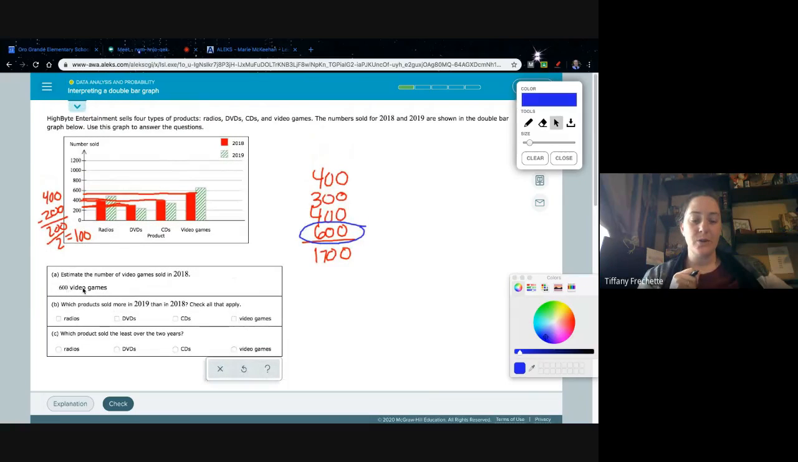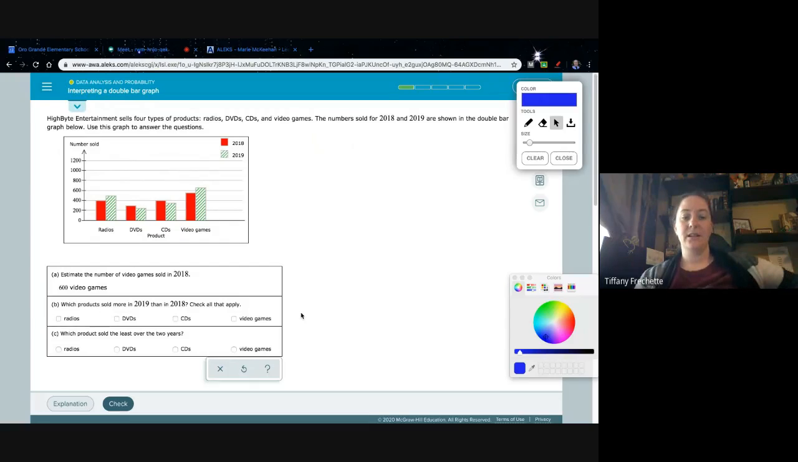Which products sold more in 2019 than 2018? Click all that apply. So we want them to sell more in 2019. So we want the green stripes to be taller than the red. So this is taller. That one counts. This is below. So nope. This one's also below. So no. This one is taller. So yes. So we have radios and we have video games.